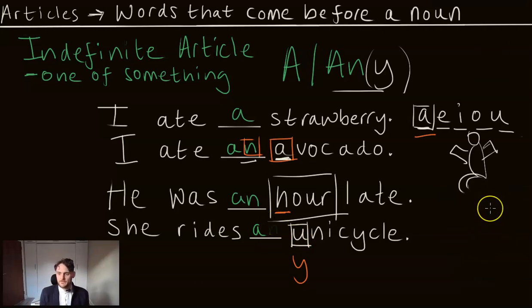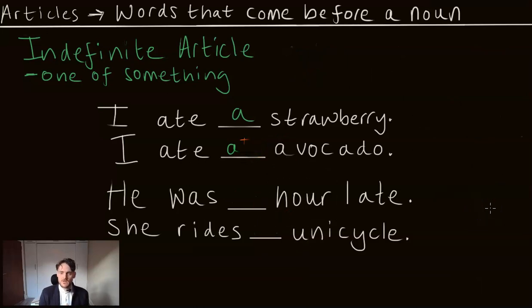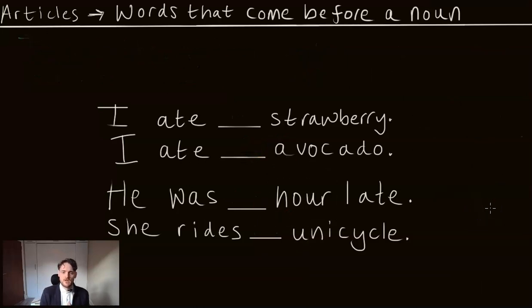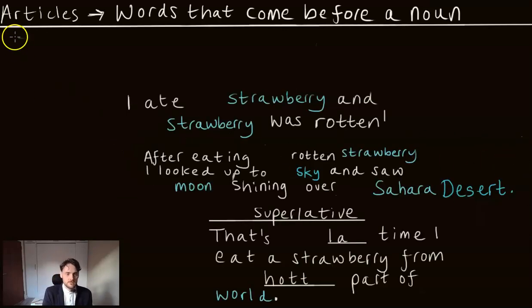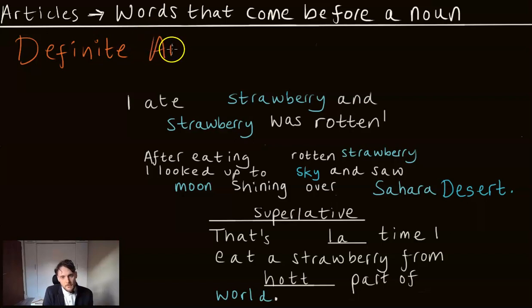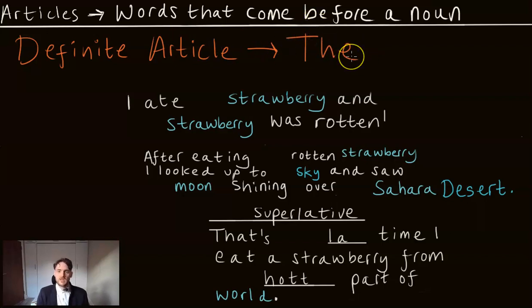Okay, well done. That's the very basic idea of indefinite articles. Let's move to our next most common article, which is the definite article. Now, there is only one definite article. Okay? And it is the, as you know. And we use the for things that are specific.